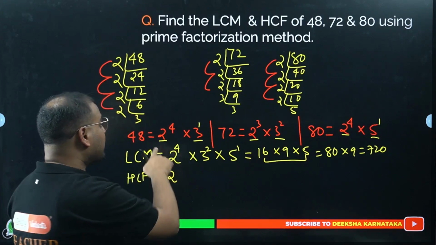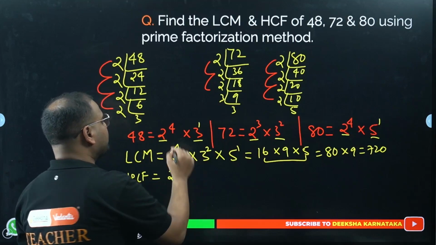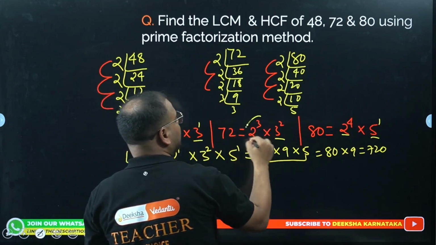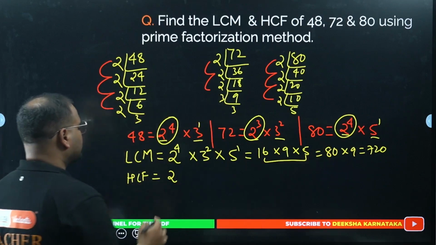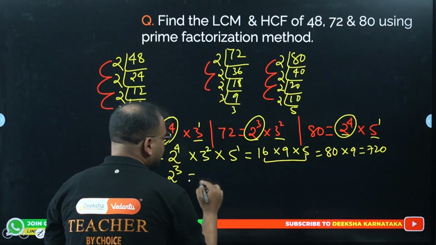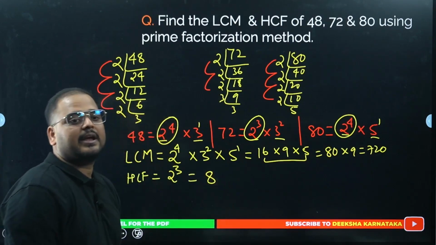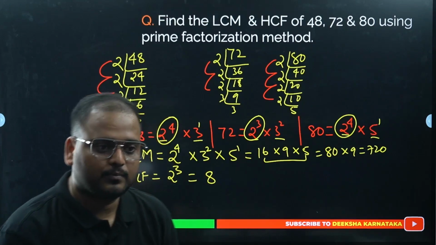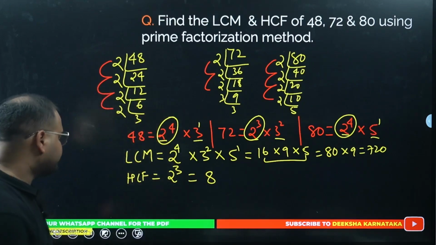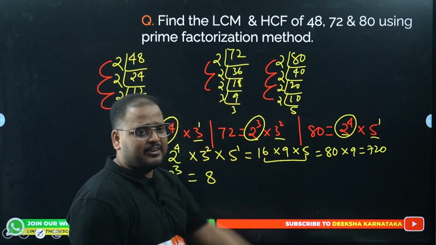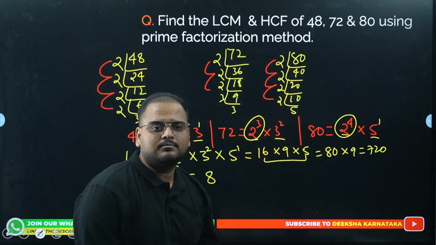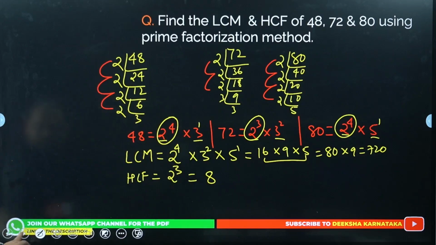Least power across the given numbers. So 2 power 4 we have, 2 power 3 we have, 2 power 4 we have. Least power is 3. So 2 power 3 is 8. My HCF is 8. Question done. We'll go to the next one. Take now: 8 times 6 is 48, 8 times 9 is 72, 8 times 10 is 80. Okay. Next.